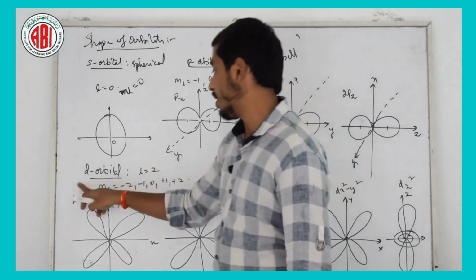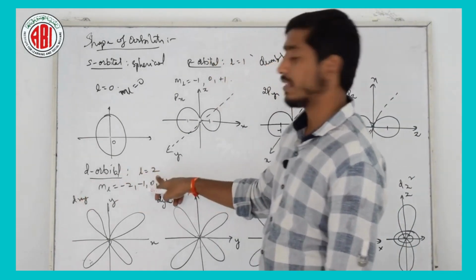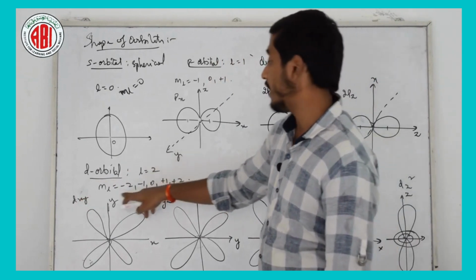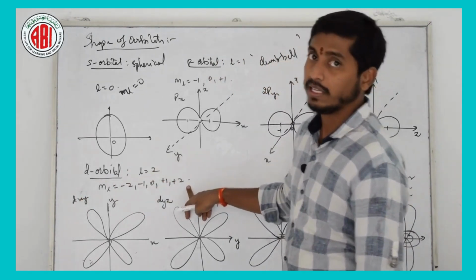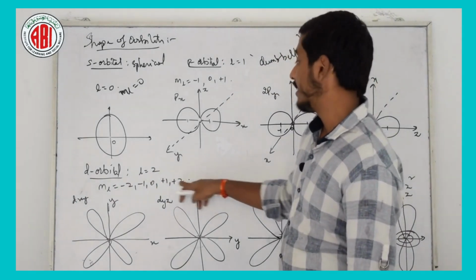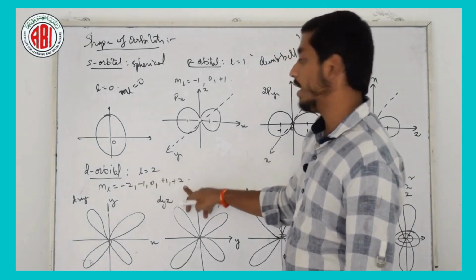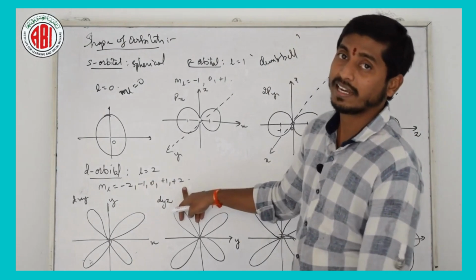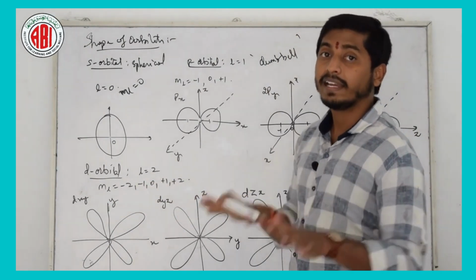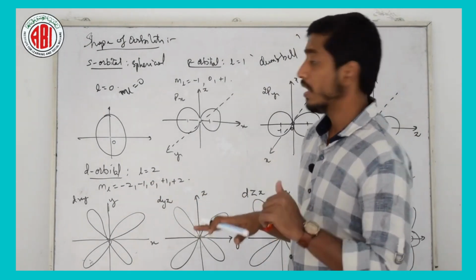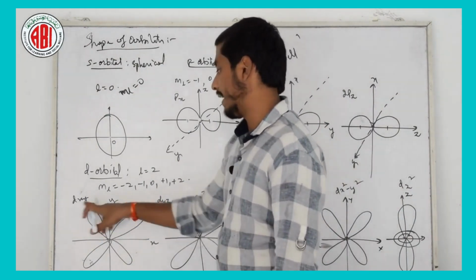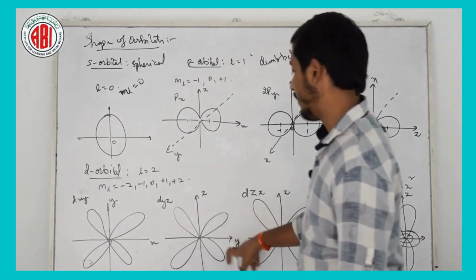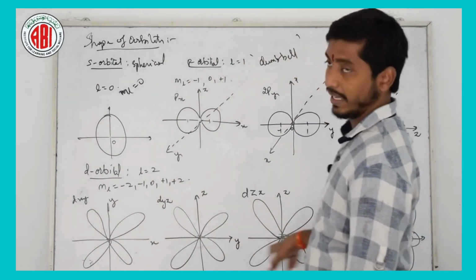Similarly, when it comes to the d orbital, its L is nothing but 2. What are the ml values? It starts from -2, -1, 0, +1 and +2. Is it clear? Since it has 5 d orbitals, how many electrons can it have? It can have 10 electrons. What are those 5 different d orbitals? One is between x and y, one is between y and z, one is between z and x.